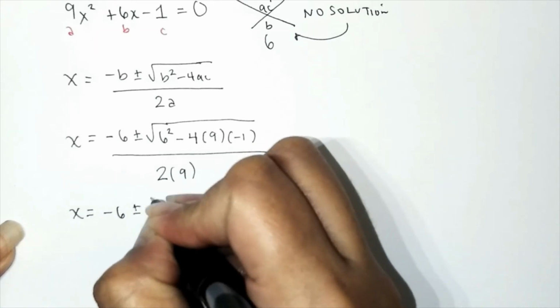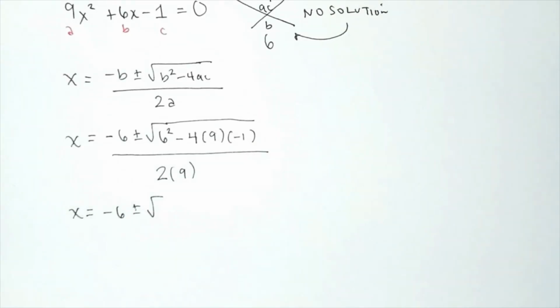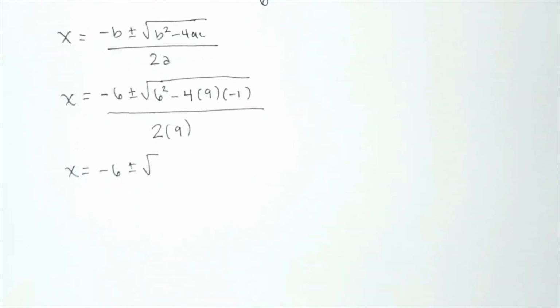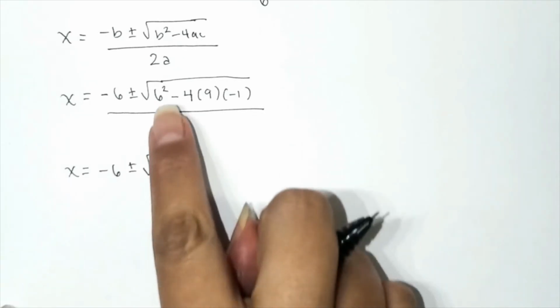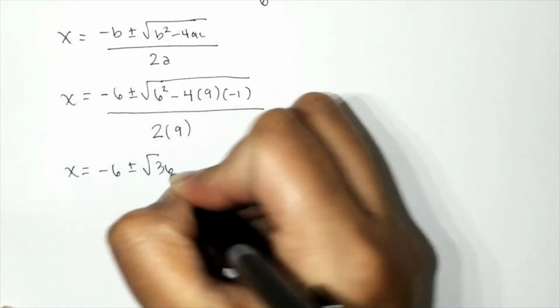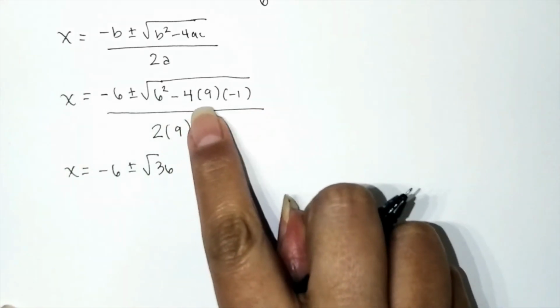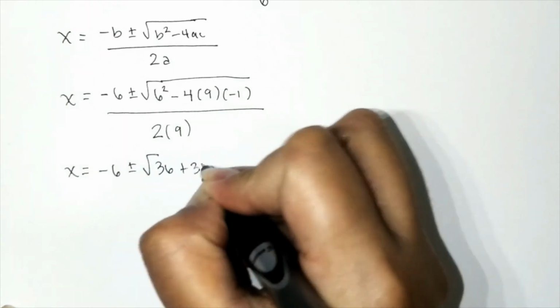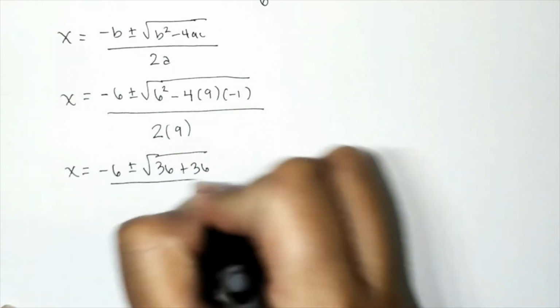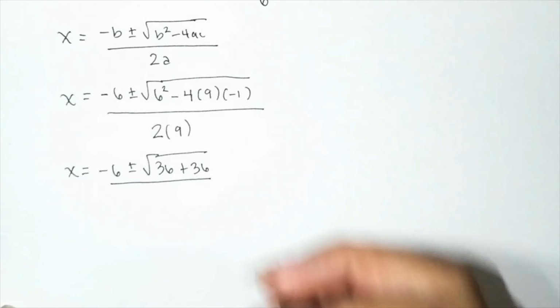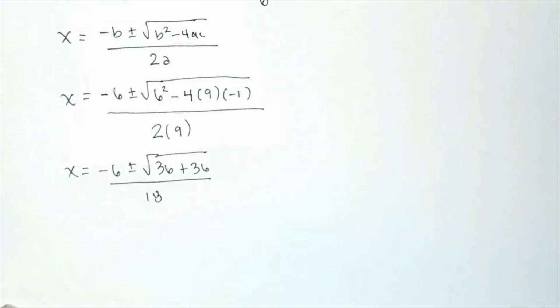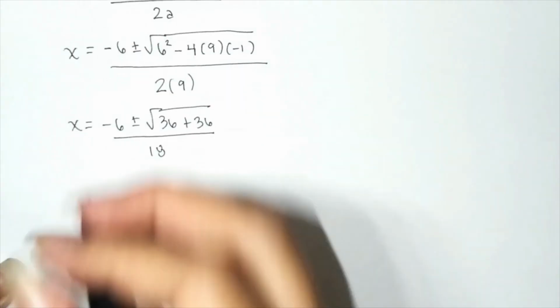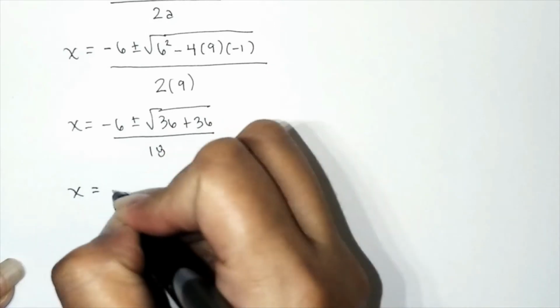Okay, but remember, the calculator knows nothing. You've got to tell it what to do, and if you punch it in wrong, that's it. So just take your time. The square of 6 will give us 36. The product of -4, 9, and -1 is 36. What a coincidence. And that's all over the product of 2 and 9, which is 18. Take your time, clean it up, and just don't rush yourself.